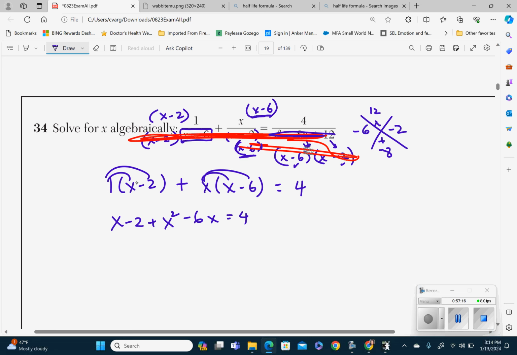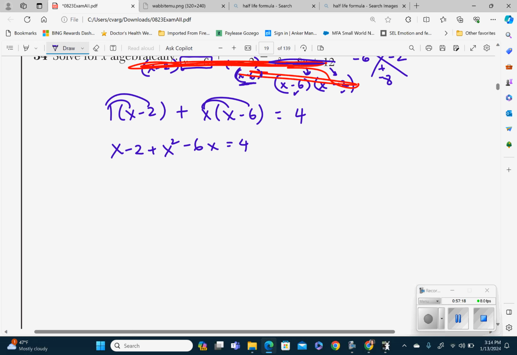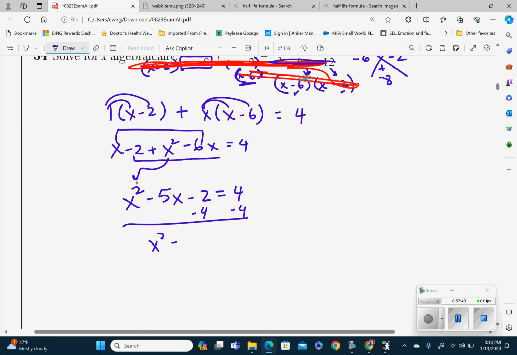Okay, let's do some combining like terms here. So I get x squared, right? This comes down. My x and my -6x makes it -5x. My -2, right, doesn't match with anything, so I'm going to put -2 equals 4. So I'm going to move my 4 over. I'm going to zero that out. So -4, -4. So I get x squared minus 5x minus 6 is equal to 0.